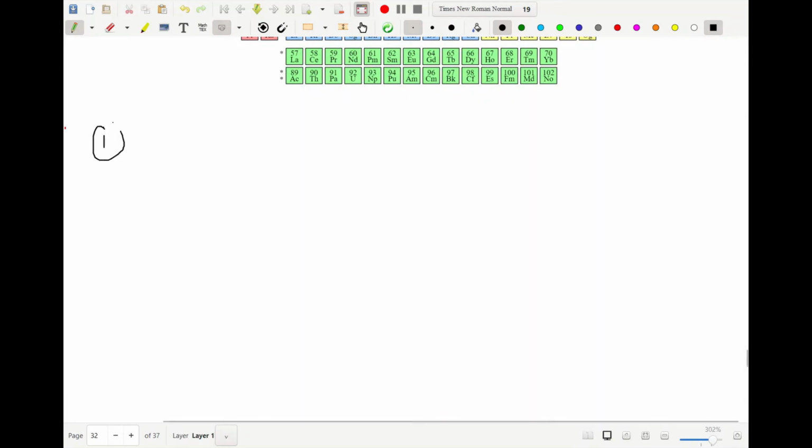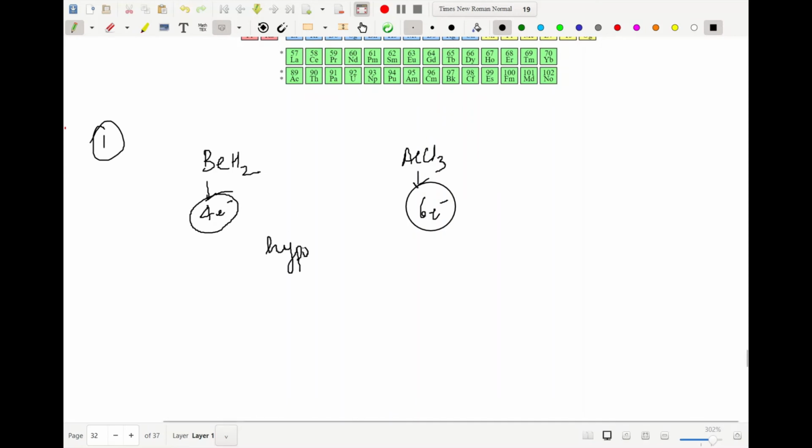First, we have configurations in which there are fewer than 8 electrons in the outermost shell of the central atom. An example is BeH2. Here beryllium has only 4 electrons in its outermost shell. Another example is AlCl3. Here Al has a total of 6 electrons in its outermost shell. Such configurations where the outermost shell does not have 8 electrons but fewer than that are called hypovalent configurations.